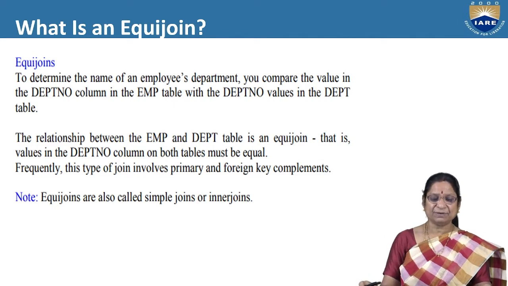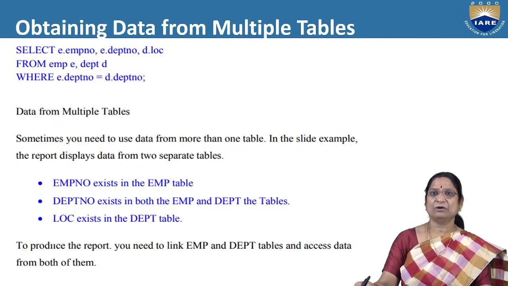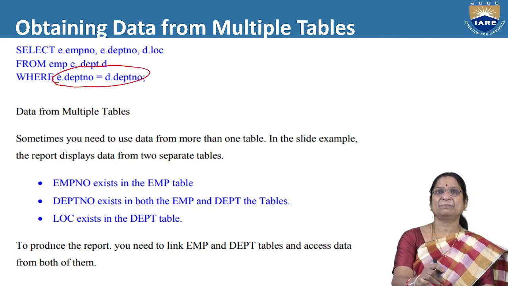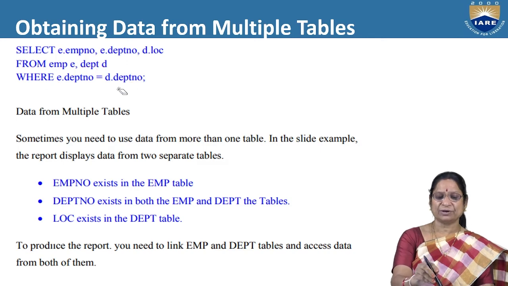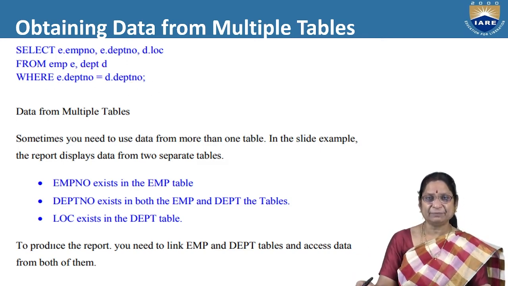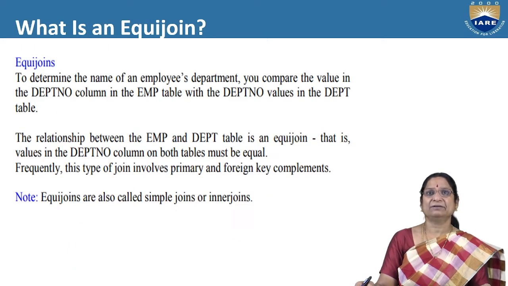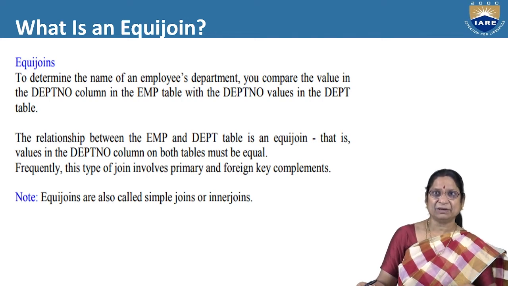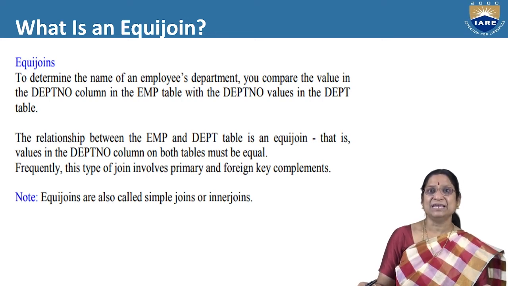So equijoin means, in the previous example, we have seen E dot department number is equal to D dot department number. An equality condition is there. In this type of join, we are joining two tables, the EMP table and the department table, and we are using an equality condition. Then we call it an equijoin. So while comparing the values, if you are using equality, that is, the values in the department column of both tables must be equal.